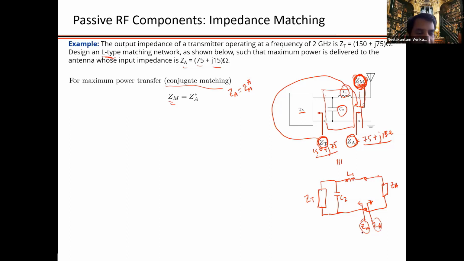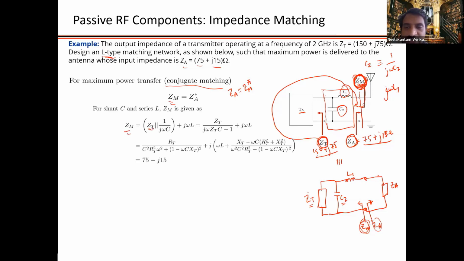So how do I find what is Zm now? Zm is ZT in parallel with the capacitance, whose impedance is 1 over j omega C2. Then you have a series inductance, with impedance j omega L1. So that's what you write here. Zm is ZT parallel 1 over j omega C2. I just call these C and L instead of C2 and L1. So this is C and this is L. And those two in parallel are in series with my inductor, so plus j omega L.